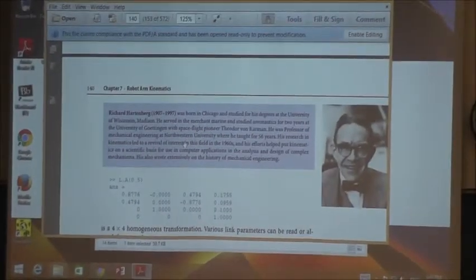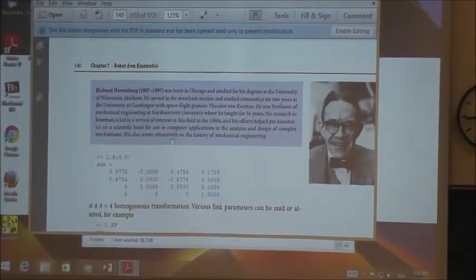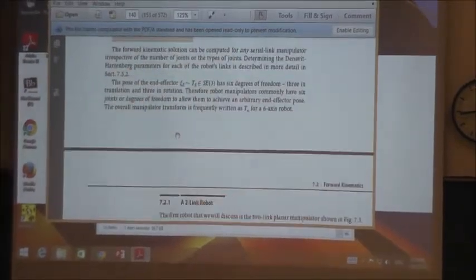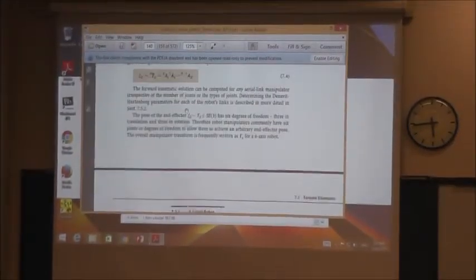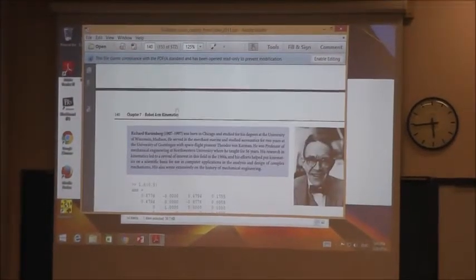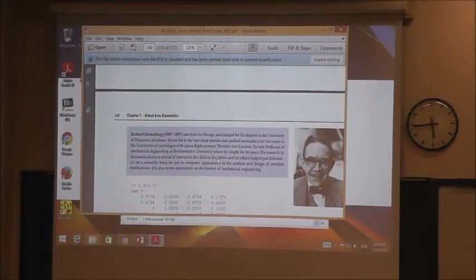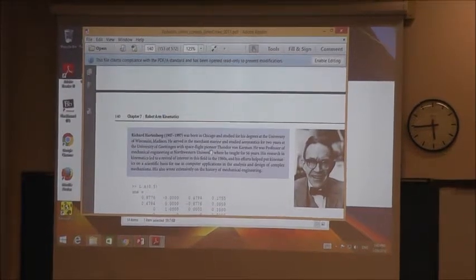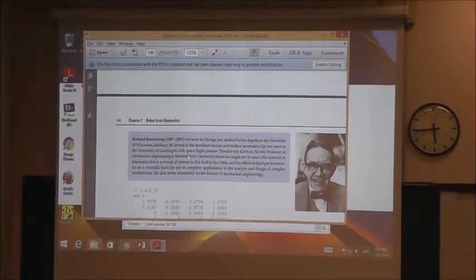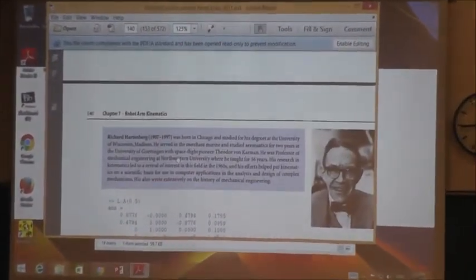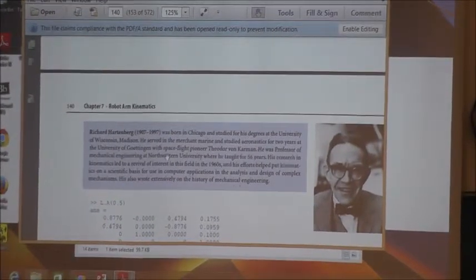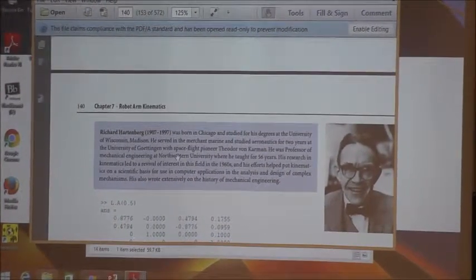So this is Professor Hartenberg, who was for many years a professor at Northwestern, and Denavit was a Frenchman who was a graduate student of Professor Hartenberg, born and raised in France. The two together in the mechanical engineering department of Northwestern came up with this notation, which is now pretty much accepted all over the world.